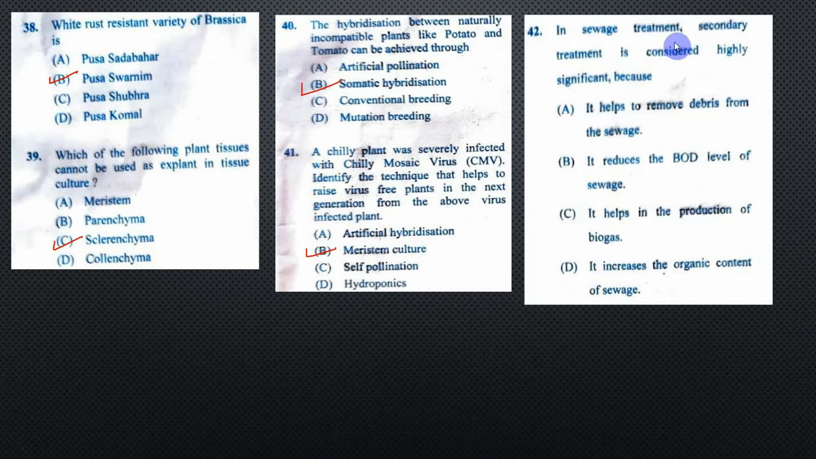Moving on, in a sewage treatment, secondary treatment is considered highly significant because A it helps to remove the debris from the sewage, B it reduces the BOD level of the sewage, C it helps in production of biogas, and D it increases the organic content of the sewage. Basically, secondary treatment is important because it mainly helps in the formation of flocs, and the flocs which are formed in the secondary treatment will mainly reduce the organic content. It will not increase the organic content, and reduction of the organic content will actually reduce the BOD of the sewage. So the right option for this question is B, that is it reduces the BOD of the sewage.